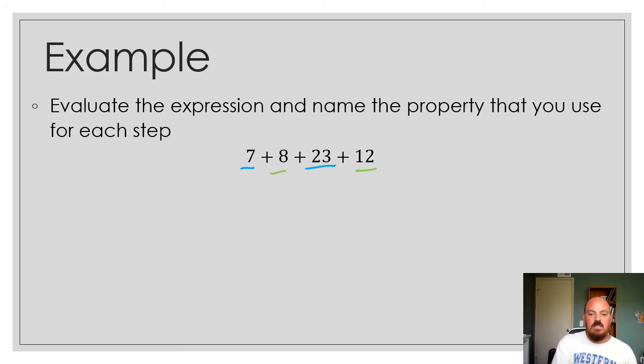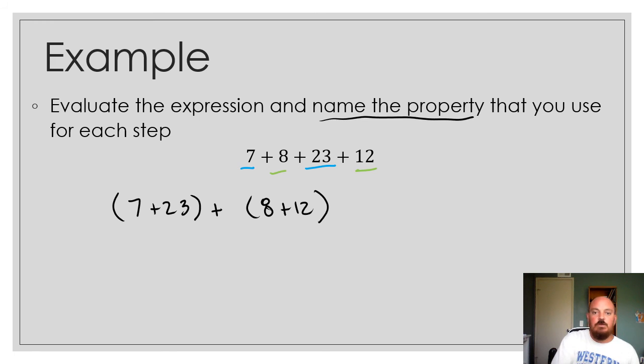So I'm going to take a second and rewrite this question. Because of the associative property, I can put them in any order I want. So I'm going to do the 7 plus 23 first. And I'm going to do the 8 plus 12 second. Now remember, I said up here, name the property that you use. The property that I used was associative. I said I'm adding up a whole bunch of numbers. I can do it in any order I want. I'm going to move them around.